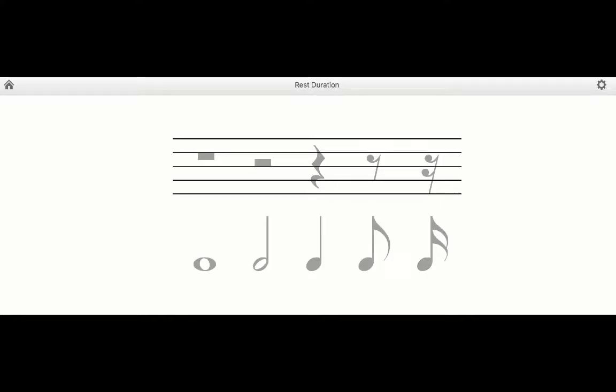Next, let's discuss the other types of rest. A whole rest occupies the same amount of time as a whole note, the whole measure. It is drawn as a box descending from the 4th line. A half rest occupies the same amount of time as a half note. It's drawn as a box ascending from the middle staff line.